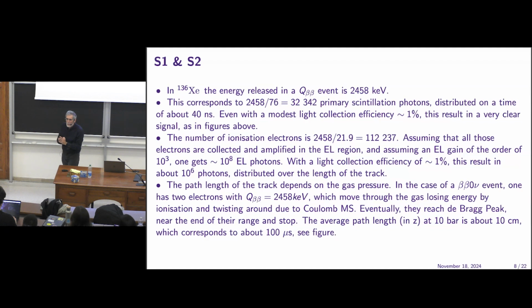1% of light collection means that out of your 10 to the 7 photons, you're just picking up 10 to the 5. But for 10 to the 5 photons, if you take the square root of that, it's a very small number. So I have enough light that at Q beta beta at the endpoint, I don't have a problem with resolution associated to photon statistics. Agreed?